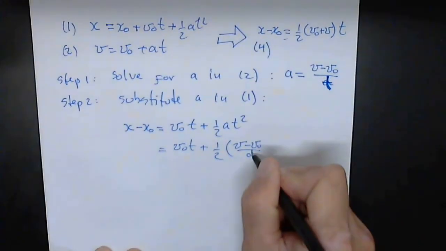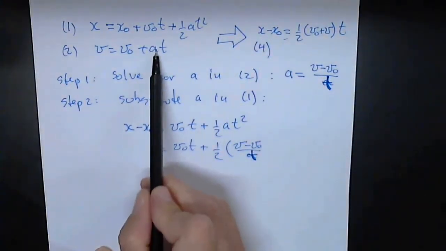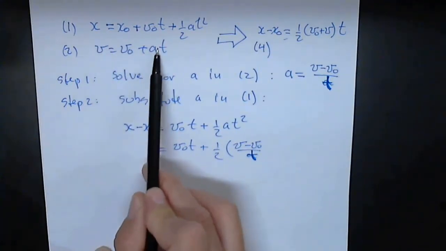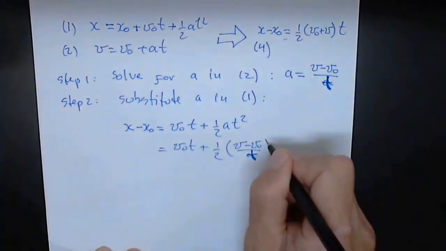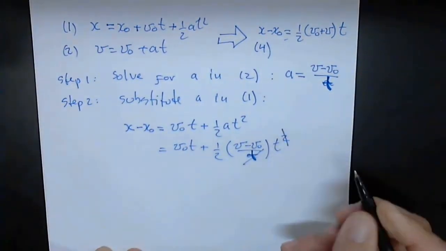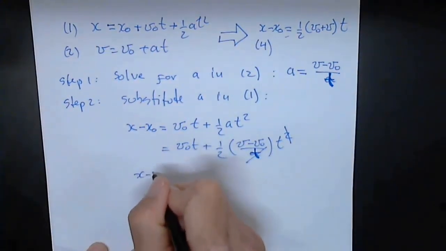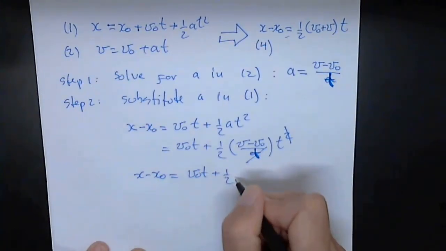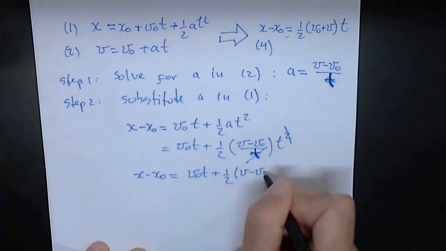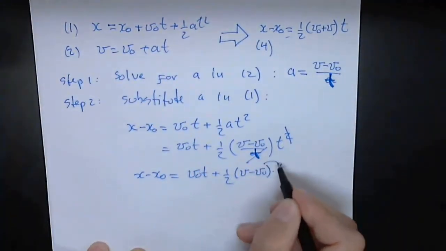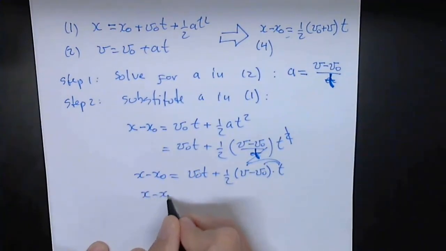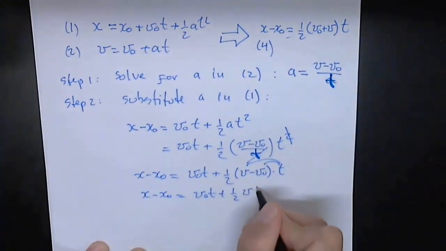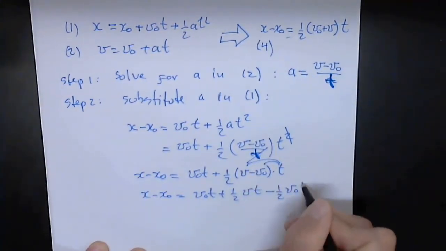I don't know why I was thinking of something else in the previous exercise. So a is v minus v naught divided by t. That is what the acceleration is, over t squared. So you can see one t cancels. I got x minus x naught equals v naught t plus 1/2 times v minus v naught times t. I will distribute this. So it's 1/2 vt minus 1/2 v naught t.